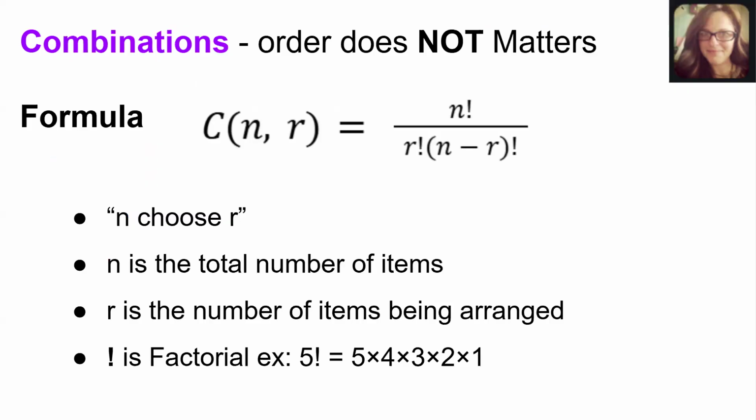Combinations formula. Combinations is when order doesn't matter. So the combinations formula is very similar to the permutations formula, except that we have r factorial added to the denominator.